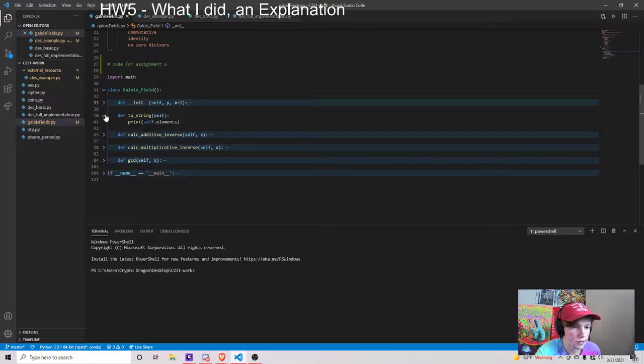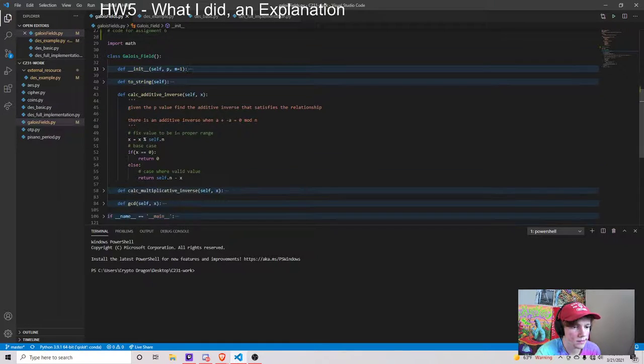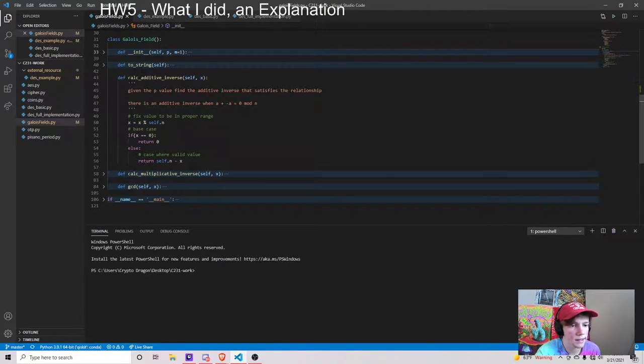Then I have a toString, which says all the elements. Then I have something that calculates the additive inverse. And due to the nature of this being modular arithmetic, there may be multiple right answers. I did what I thought was correct. So what I did is I normalized the value, so it'll be from 0 to 112 in this case, because we're using 113 as our test value.